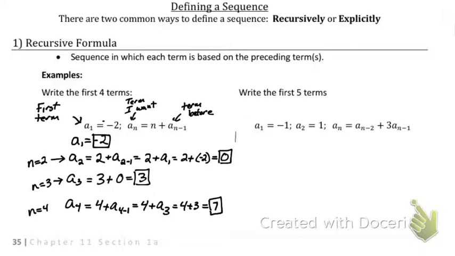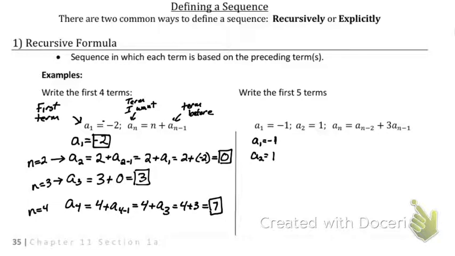Our next one's a little more complicated. It looks nice because they actually give us the first 2 terms. My first term is negative 1. My second term is 1. So we already have our first 2 numbers, and that is a sub 1 equals negative 1, a sub 2 equals 1. Oh, it's negative 1 to start off with. Negative 1.